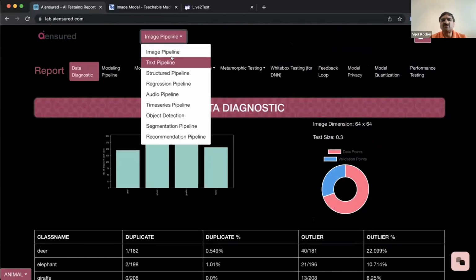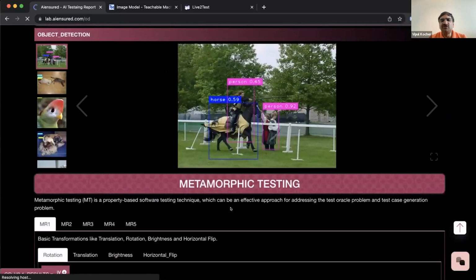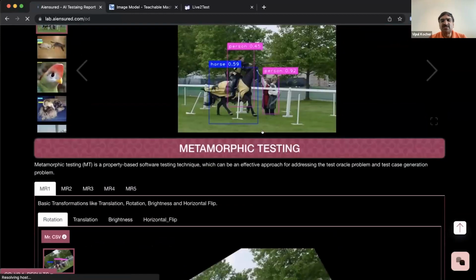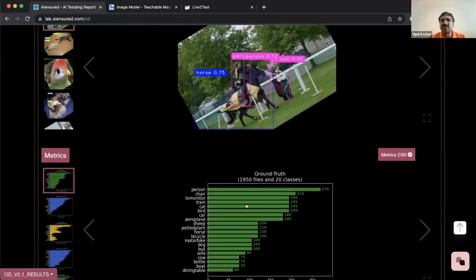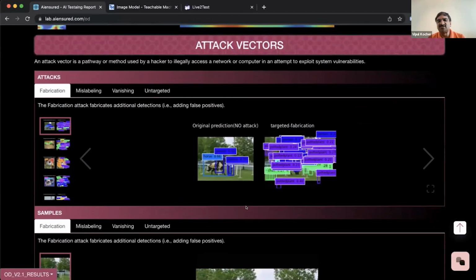It supports a lot of different pipelines. So I showed you how you would test an image pipeline. Similarly, you can have an object detection pipeline. I'll just show you one where you are detecting various objects, and you can do metamorphic testing on this. You can do explainability on this. You can do attack vectors on this, and so on and so forth.